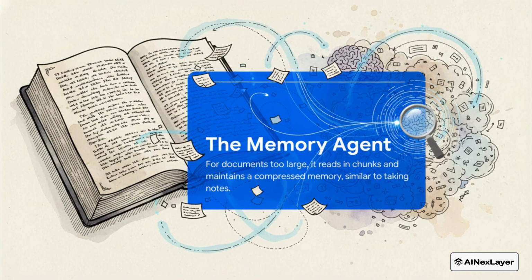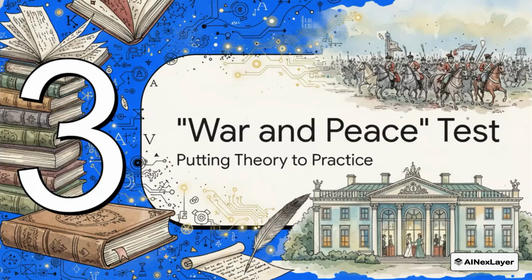And that brings us to the third big idea, the memory agent. I mean, some documents are just too gigantic for any AI to process all at once. So this system reads a document in pieces, and as it goes, it keeps a compressed summary of the important stuff. It's a lot like how you might jot down notes in the margin of a book to remember what's going on.